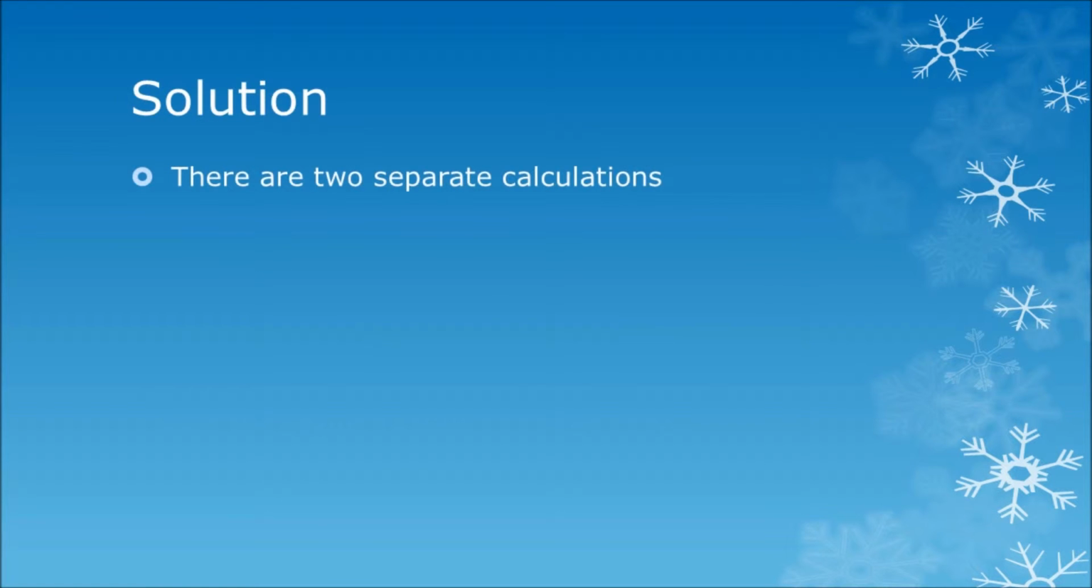Here is a solution for you. Now, in this problem, there are two separate calculations to be performed. The first one is you have to calculate the amount of heat absorbed by water, because combustion of naphthalene produces heat. Part of the heat energy is absorbed by the calorimeter and transferred to water. So we need to calculate how much heat is absorbed by water.